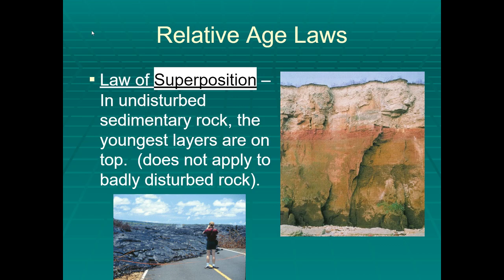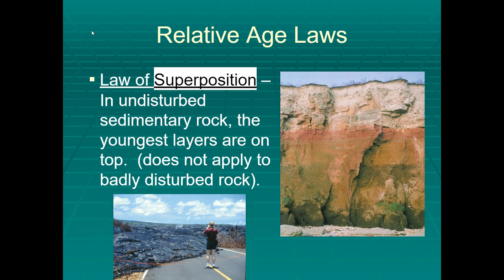Alright, so relative age laws. These are the principles that we use to tell us the relative age of something. The first one is the law of superposition. Superposition is the idea that in undisturbed sedimentary rock, the youngest layers are on top. It does not apply to badly disturbed rock, so if there are significant changes like the ones we talk about in a second, this rule won't always apply.